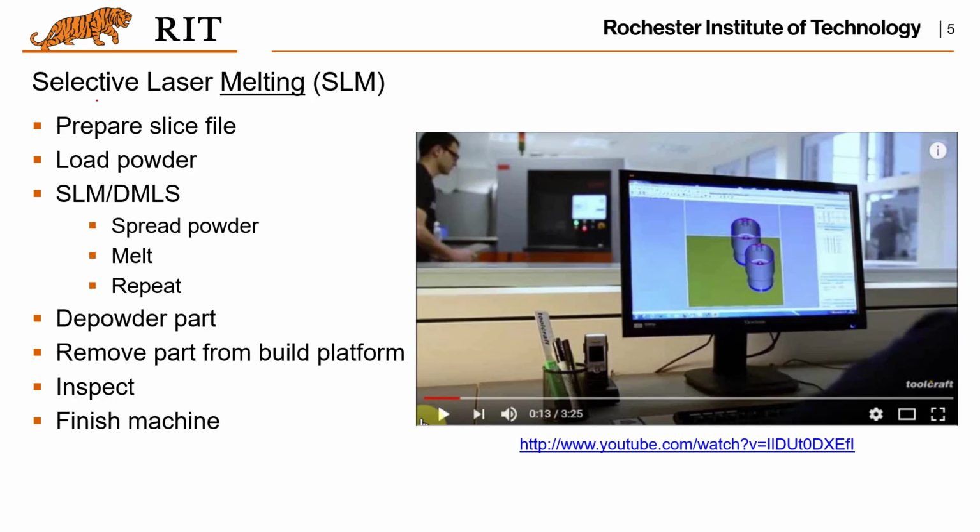So for selective laser melting, basically, the first step is to prepare the slice, load the powder, and then there will be spread powder, melt, and you repeat these two processes for each of the layers. Of course, you need to depowder the part after the part is built, remove the part from the platform, and do the inspection. Also, there could be some fine-tuning, surface finishing using machining processes. Let's look at this video. It actually shows the whole process of the SLM process.